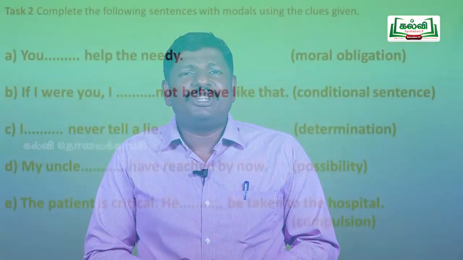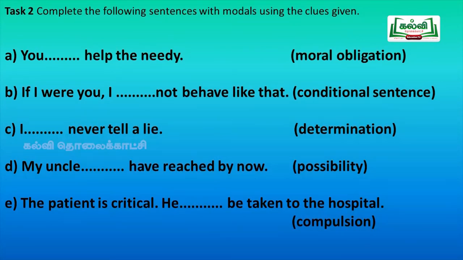Okay, let's move to the right side, task 2. I have given first 5 sentences from the textual exercise. Complete the following sentence with modals using the clues given. You have a clue at the end of the sentence. Just try the first one. You dash help the needy. And here you have to use modal or semi-modal with the expression of obligation. You ought to help the needy.